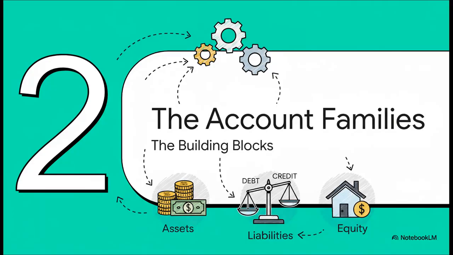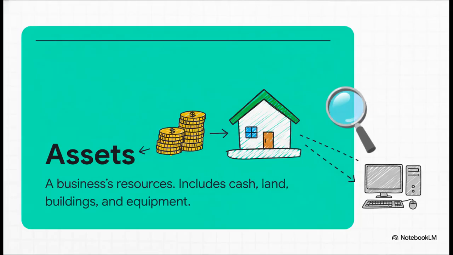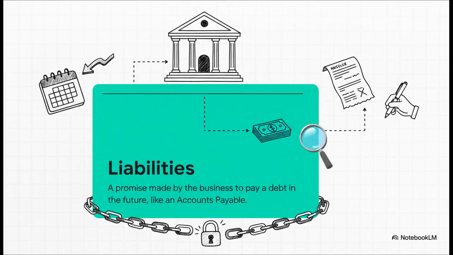So this big equation is built from three core categories. I like to think of them as account families. So let's meet them, shall we? First up, we have assets. The absolute easiest way to think about this is, it's all the stuff the business owns. The cash in its bank account, the building it operates out of, the computers on the desks, all of that stuff, those are assets. Then you've got liabilities.